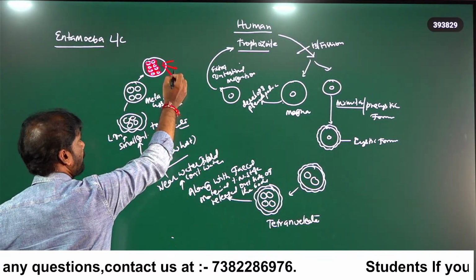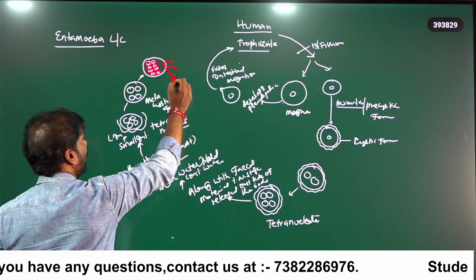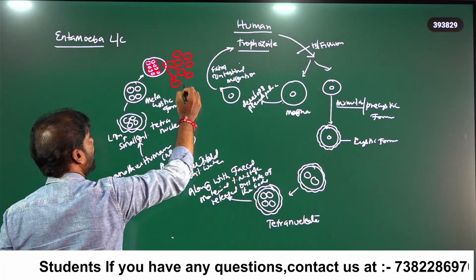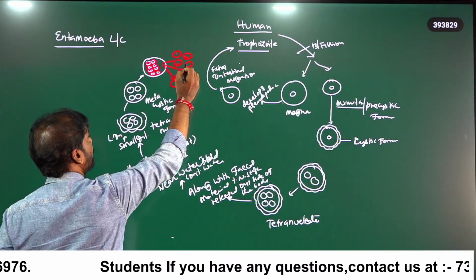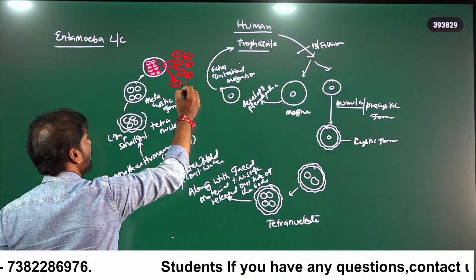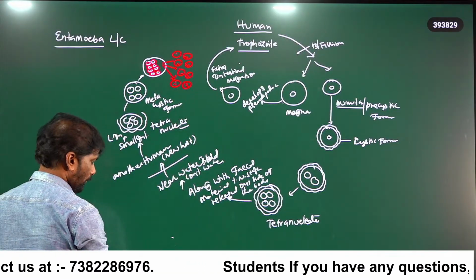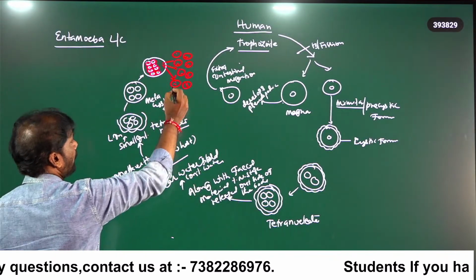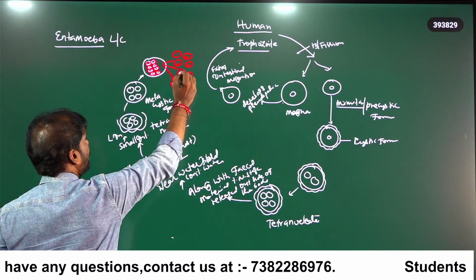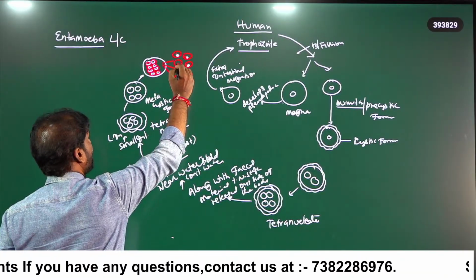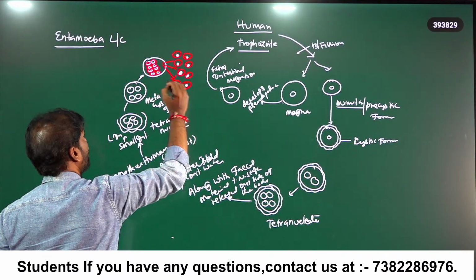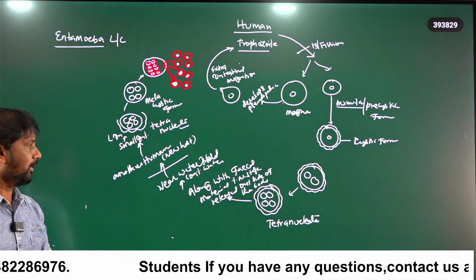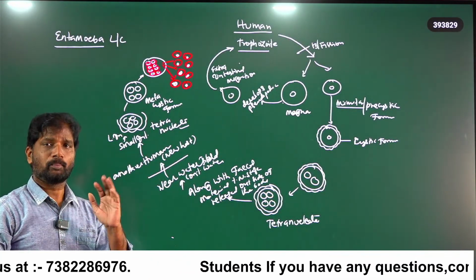The metacystic form will be ruptured, and here how many daughter nuclei are there? There are 8 daughter nuclei: 3, 4, 5, 6, 7, 8. These 8 daughter nuclei are released from the metacystic stage in the intestine of a new host, or a new person.